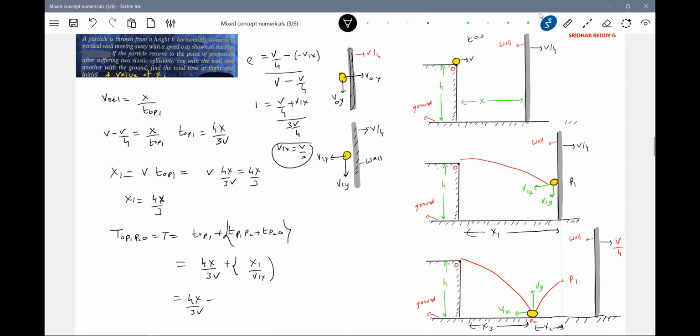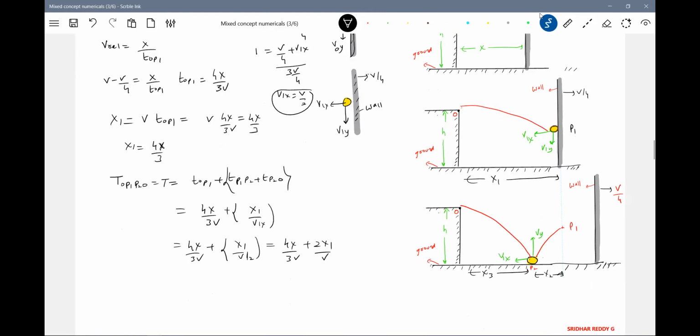Now I think you have better. So what is v1x equal to? v by 2. So this will become further 4x by 3v plus 2x1 by v. What is x1 equal to? 4x by 3, you write it. The next step will be T equal to 4x by 3v. x1 equal to 4x by 3. 12x by 3v, or 4x by v.